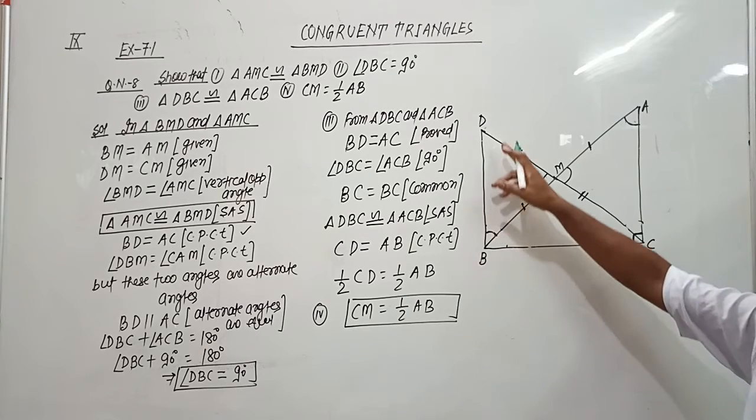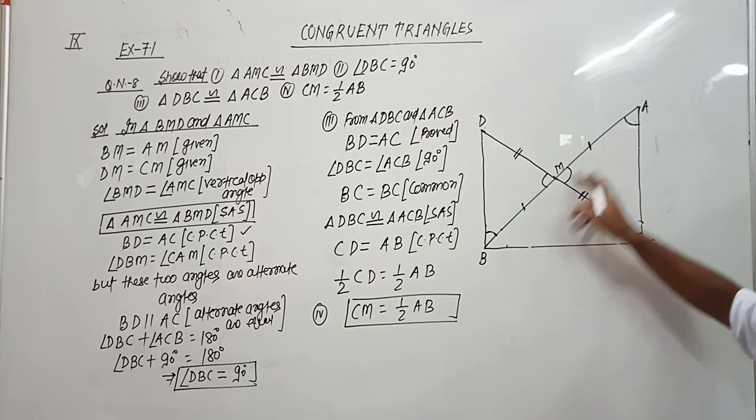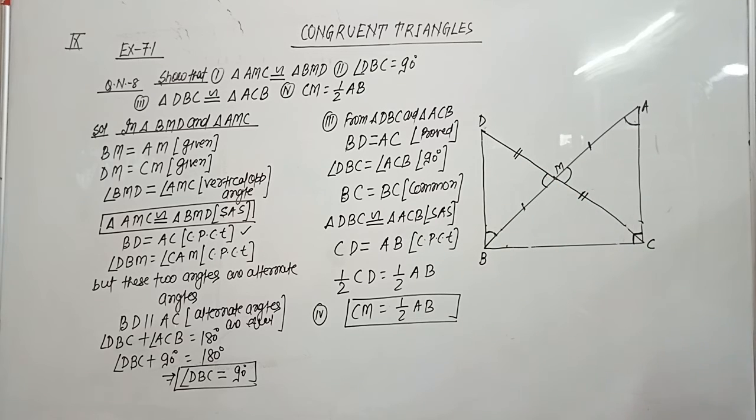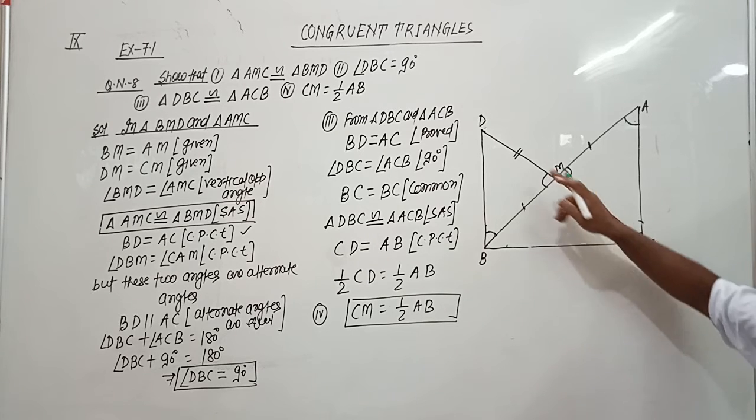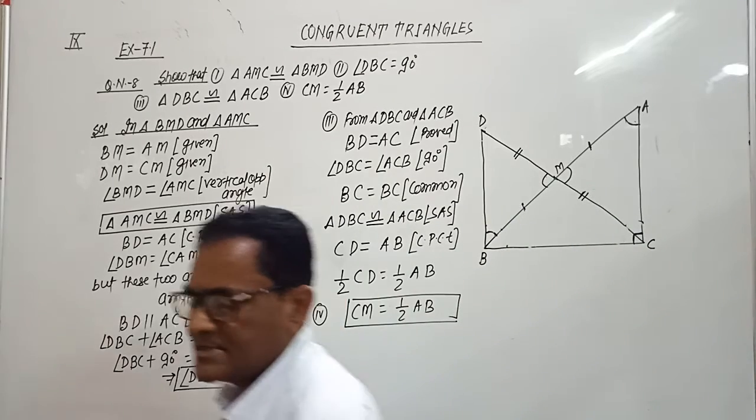And if these two triangles are congruent, then we can write CD equals AB. Side CD equals side AB, multiply by half. So half of CD equals half of AB, and half of CD is written as CM.